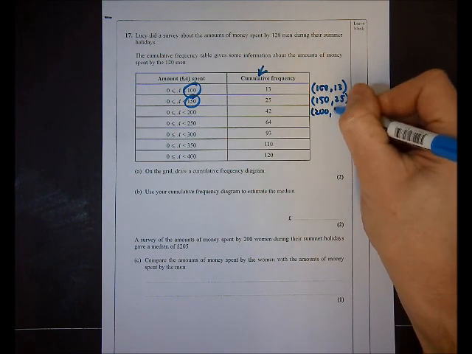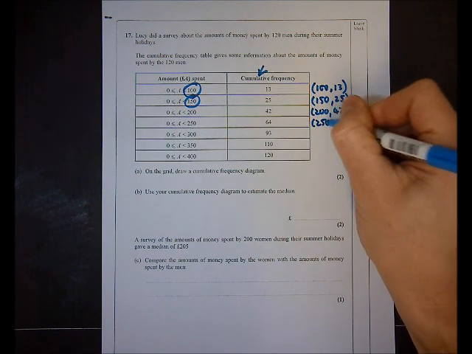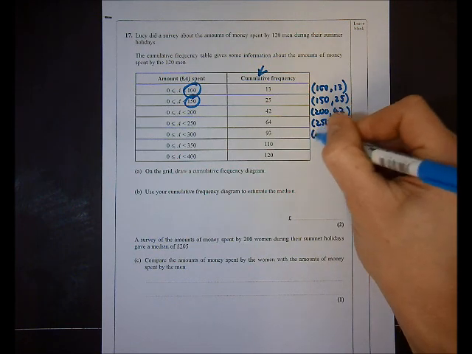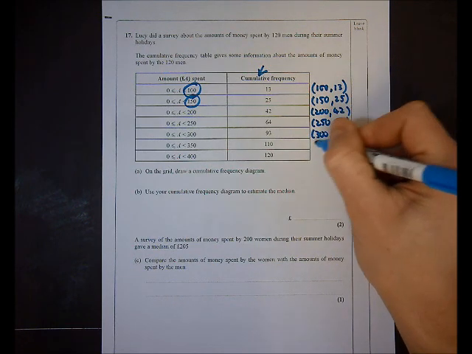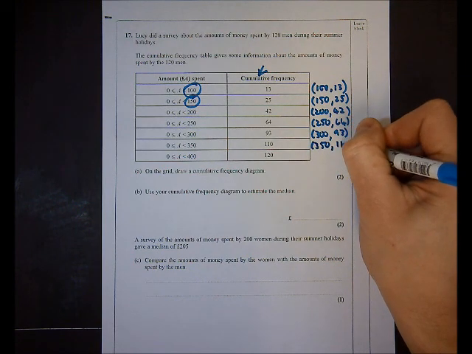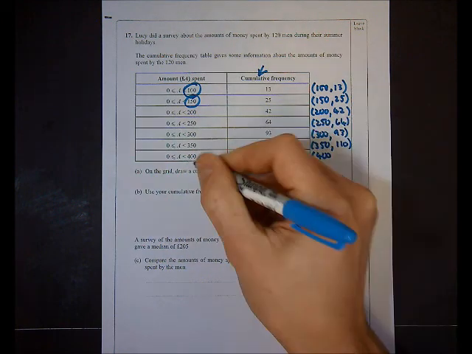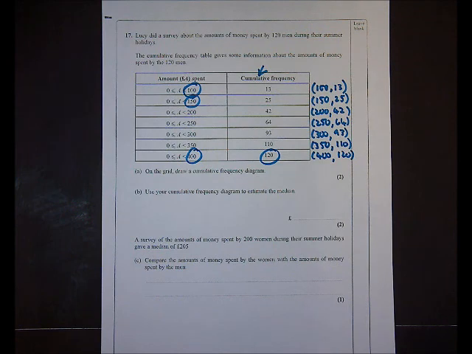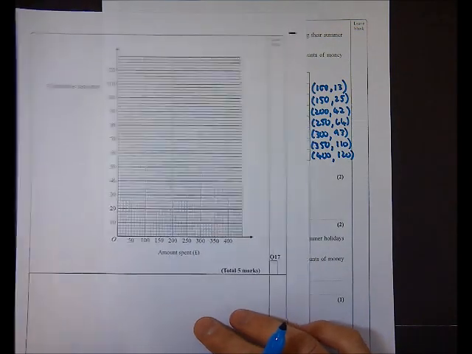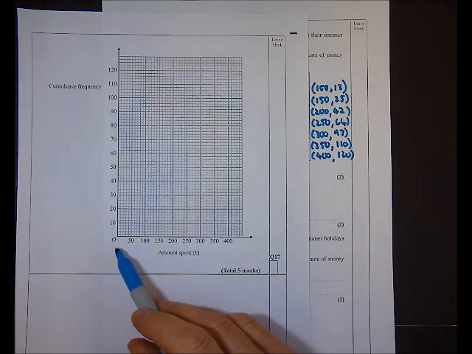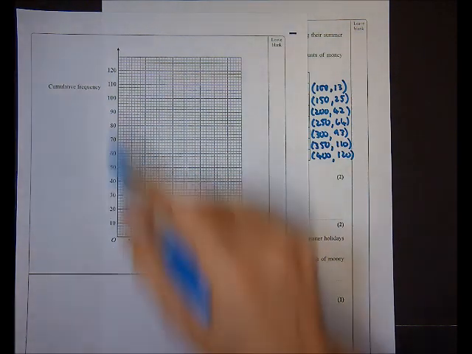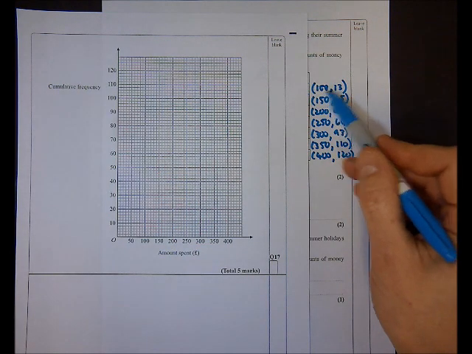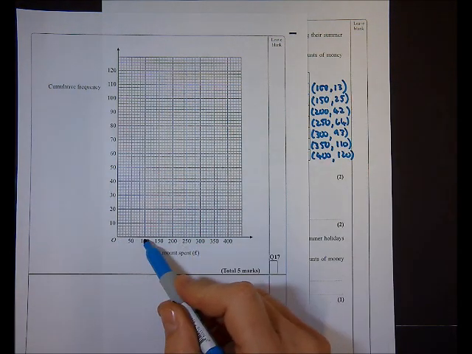So I've got 242, I've got 250 and 64, I've got 393, I've got 350 and 110, and I've got 400, the last one, 400 here, and 120 here. So all I've got to do now is take that information and put it on the cumulative frequency diagram. The cumulative frequency diagram is on the other page, and this is what the scale looks like. I've got the amount spent going horizontally, and the cumulative frequency going vertically. So the first point was 113. So I'll come along to 100, which is here, and then go up to 13.